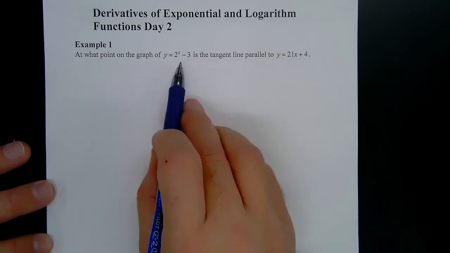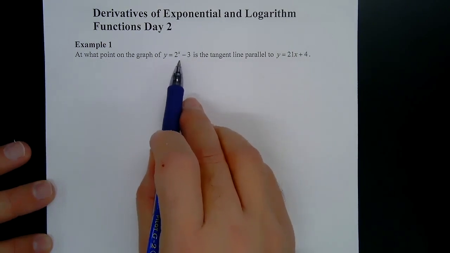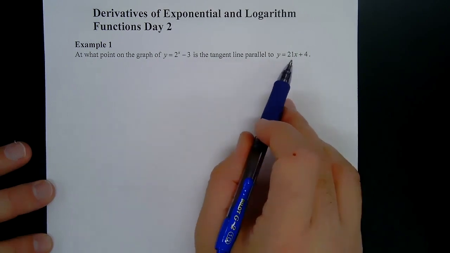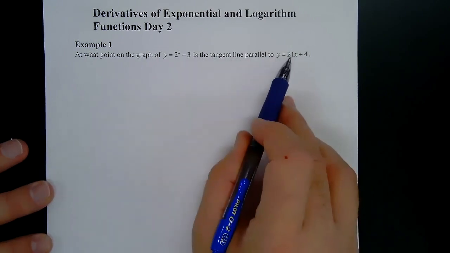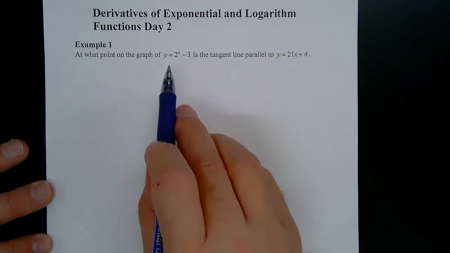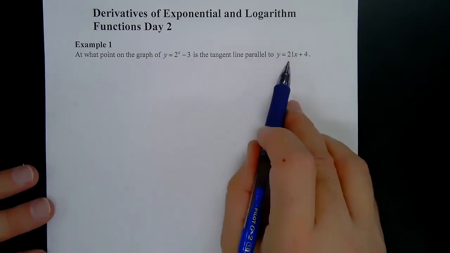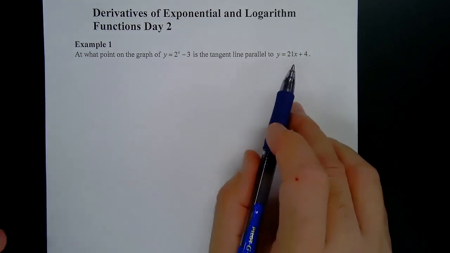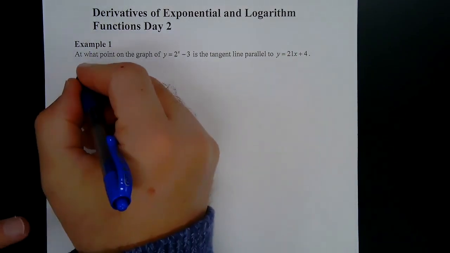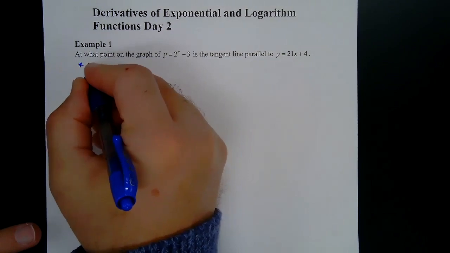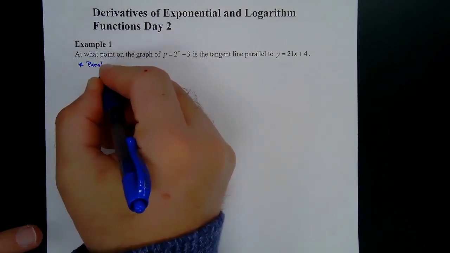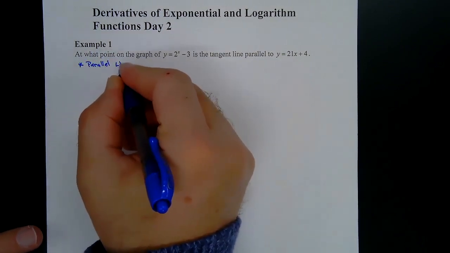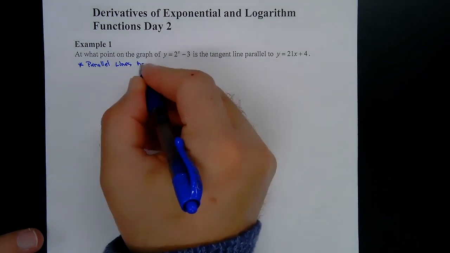Well, if we want a tangent line, then we want to find the derivative, and we want that tangent line, whatever it is, to be parallel to this one. So the slope of our tangent line and the slope of this line have to be the same to be parallel. Parallel lines have the same slope. That's one of the facts that we need to remember.